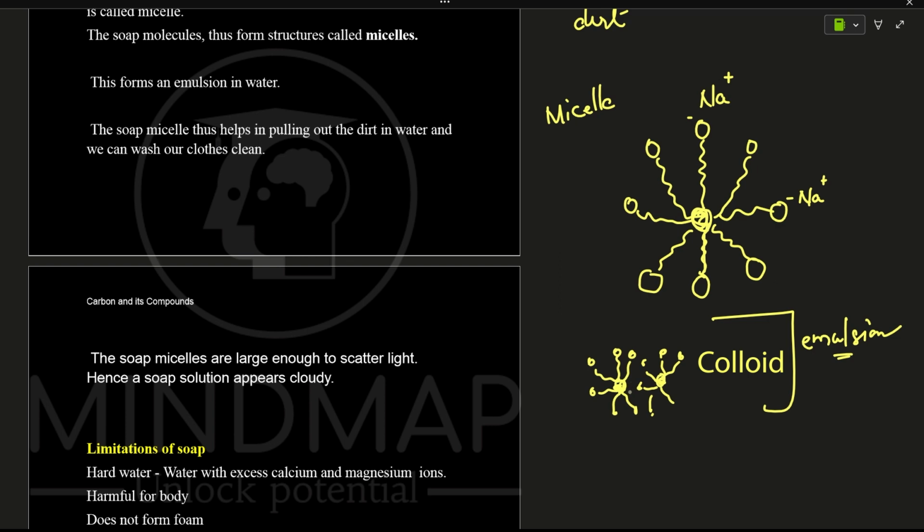And when you apply soap on any cloth, you first add water, then you apply the soap, then you scrub it with a brush or with the hand and then you rinse off. When you rinse off, adding water, this emulsion, these micelles, will easily be taken away from the cloth. So this is how the soap helps to remove the dirt.